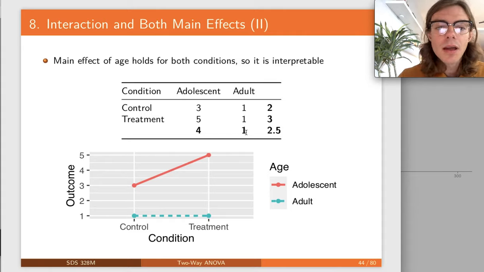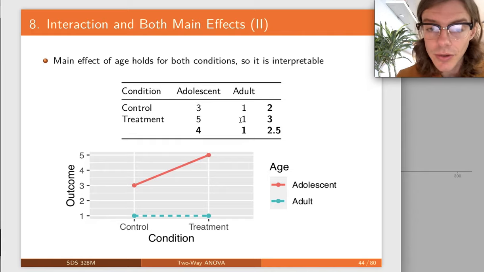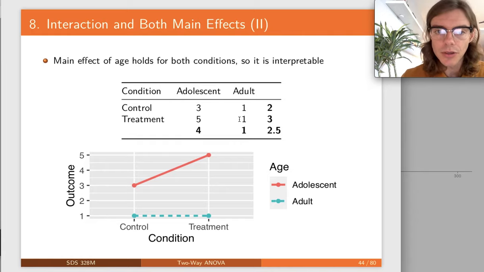And you have an interaction, right? So 3 minus 1 is 2. 5 minus 1 is 4. So those are different. You could do it the other way too. 3 minus 5 is negative 2. 1 minus 1 is 0, right? As long as they're different, you have an interaction. So what this is saying is the effect of condition depends on the age group. It helps adolescents. It doesn't do anything to adults, right? It takes you from 1 to 1, has no effect on adults, but it helps adolescents.